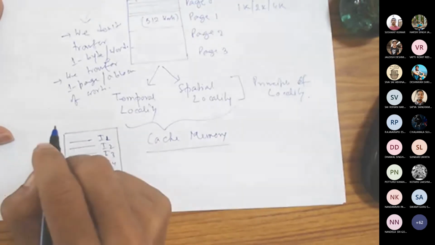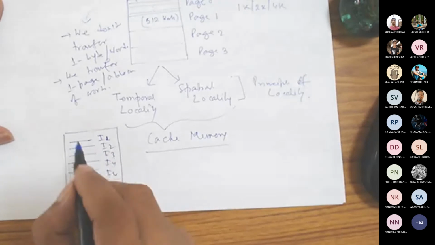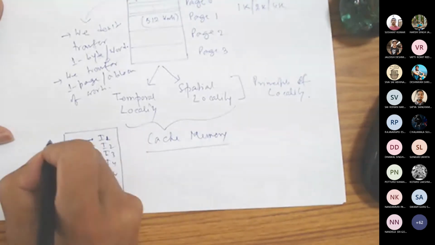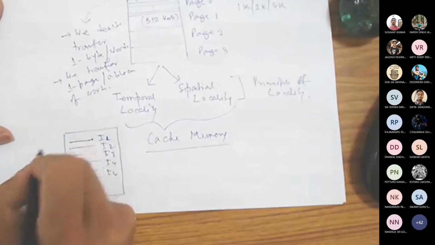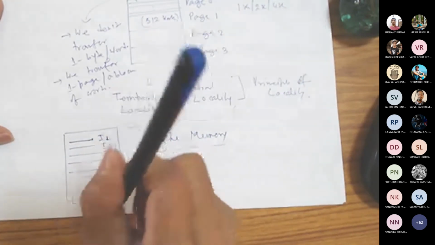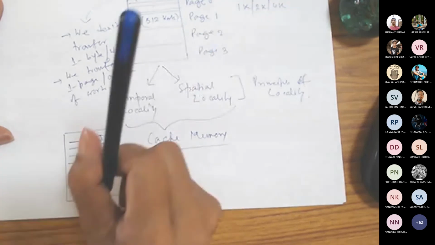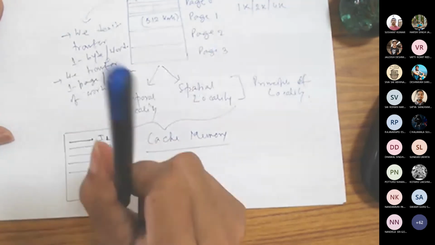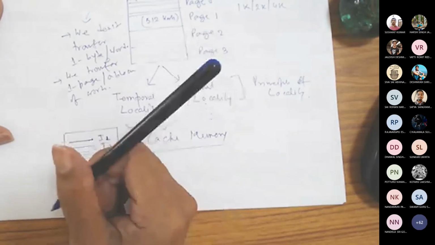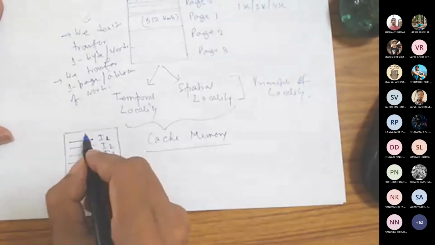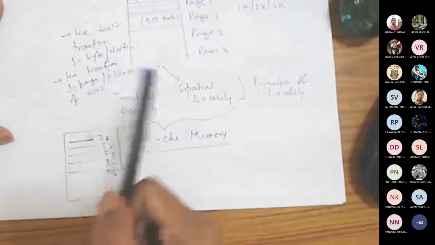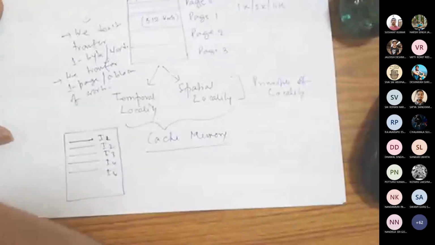What is spatial locality? So temporal locality says that if I use this instruction at time t0, I have a better chance that I will be using the same instruction in the near future. Temporal means time domain. With respect to time, if I am currently using instruction I, there is a high probability that I may be using the same instruction in the near future. That's called temporal locality.